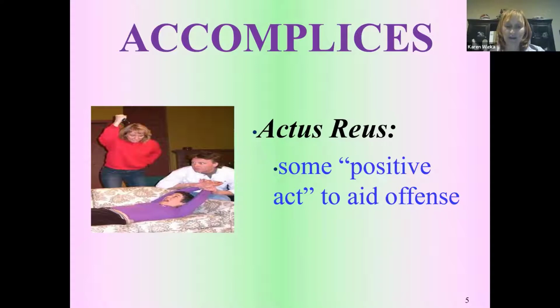So for accomplice liability, what you have to do for actus reus is 1 positive act to aid the offender. So you just have to do 1 thing that would help the principal in the first degree. So in our picture, what is he doing that aids the principal in the first degree? He holds her hands. So that is what satisfies the actus reus, some positive act, okay?